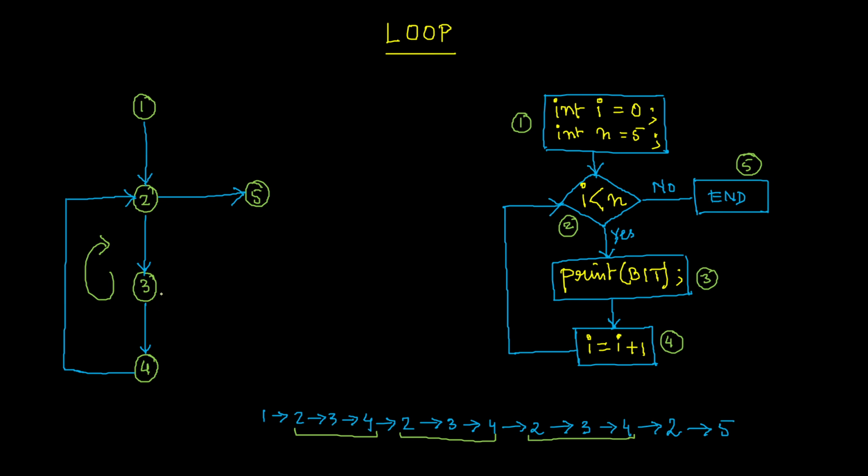And among these 3 nodes, node number 2 contains the condition. So the condition acts something like a gate. If the condition is true, you can enter the loop. If the condition is false, then you can exit from the loop. As simple as that. So for the time being, if I consider that this condition is false even at the first attempt, then you are not able to enter the loop for the first time also. For example, I is 0, n is 5. 0 is lesser than 5, which is true, that's why you can enter.